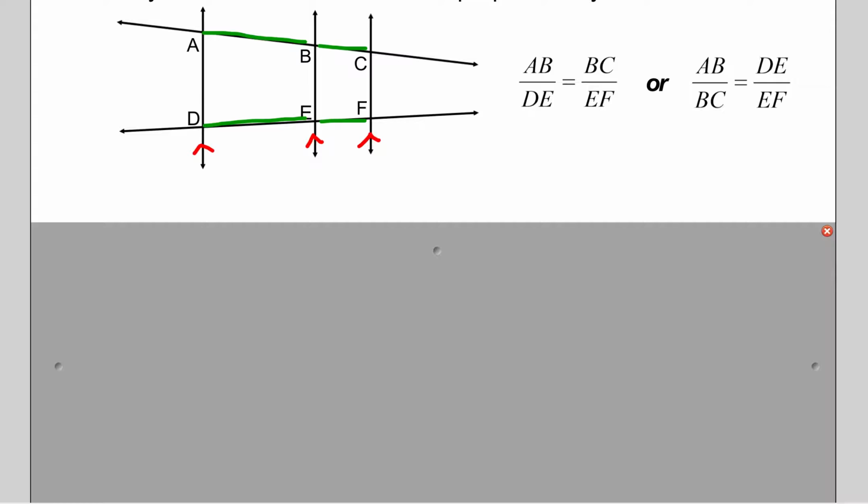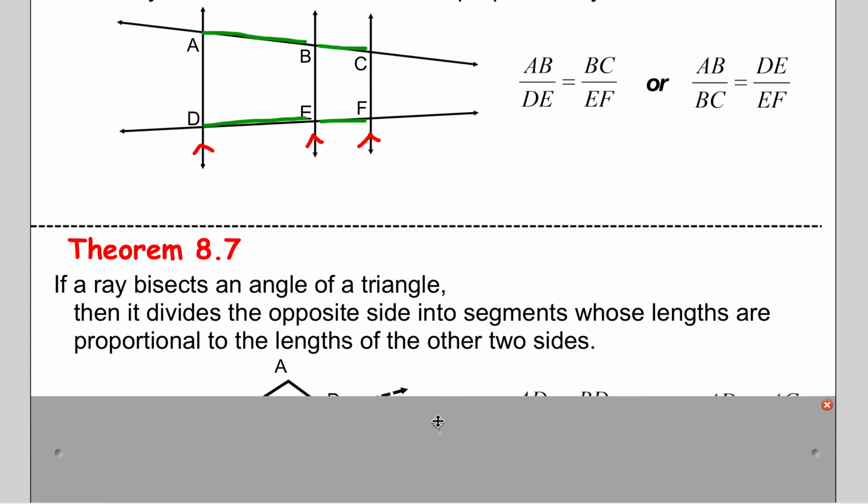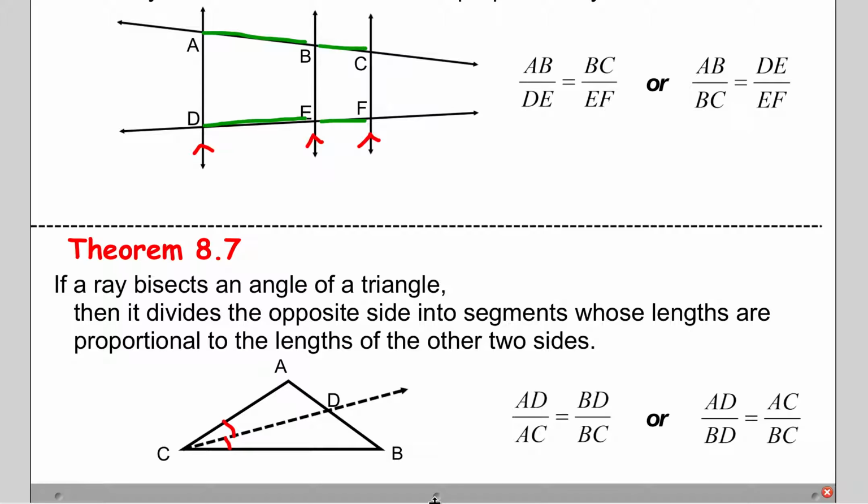Once again, we're going to move right along. This is the last theorem we're going to learn today before we do some practice problems. Theorem 8.7. If a ray bisects an angle of a triangle, once again, remember what bisect means. Bisect means cuts it perfectly in half. So here we see this ray bisecting this angle. It creates two equal angles because it cuts it perfectly in half. If this angle measured 50, these angles would be 25 each.